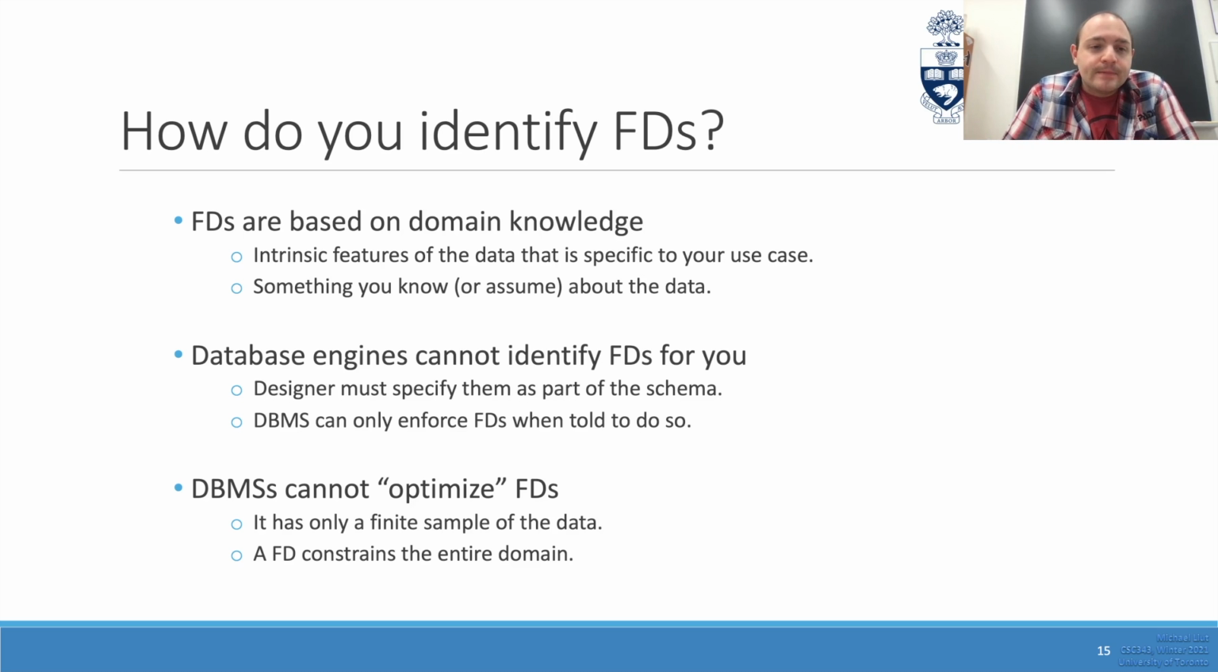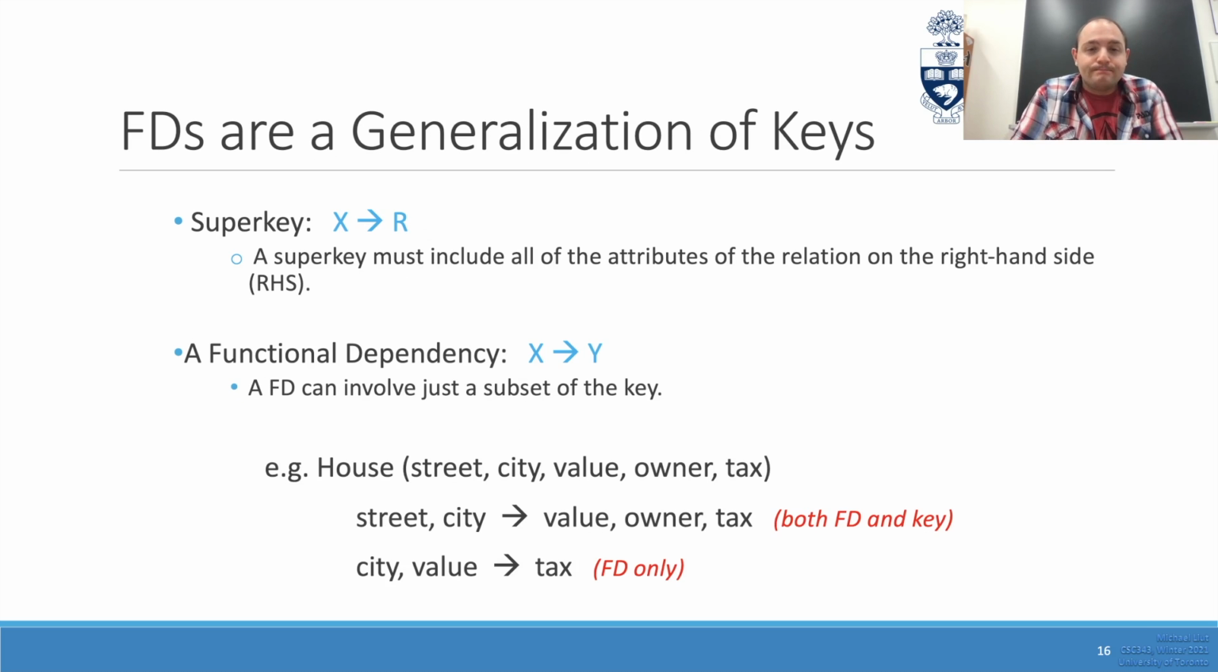Everything's technically possible. Now, database engines themselves, because they can't identify those for you, it's really important you get them right from the get-go. It's something that your architects, your designers, your DBA will work together to determine. The other thing here that's really important to consider is the fact that your DBMS can't even optimize those functional dependencies. It only has a finite sample of data. You're feeding it in what they are, so that's something that it needs to work on. It's going to be constricted or bound by your decision.